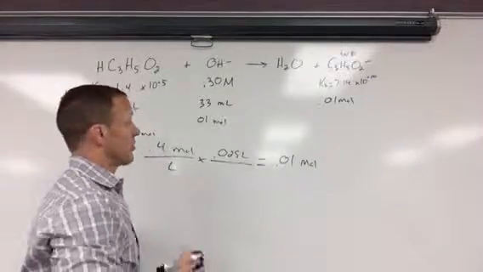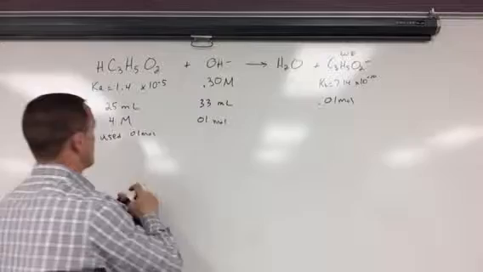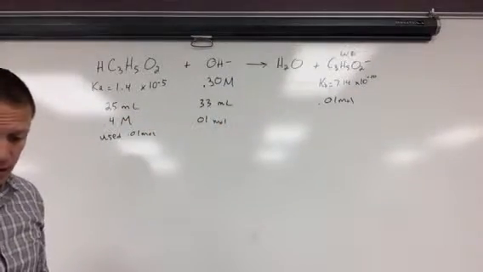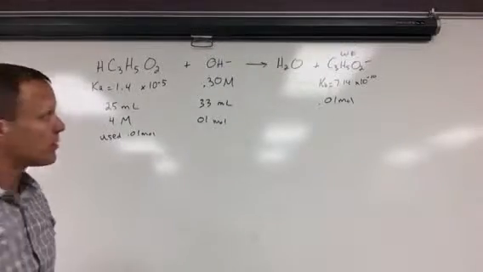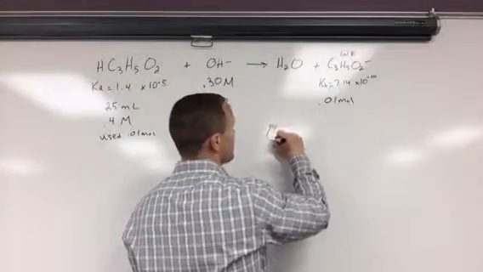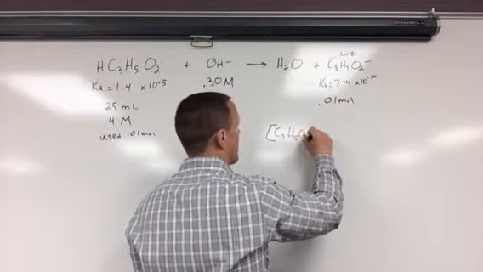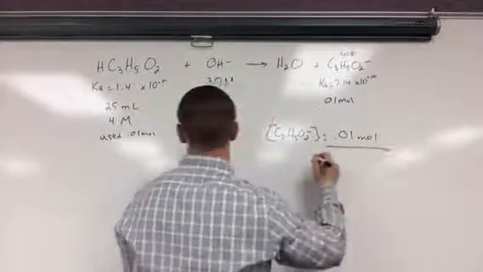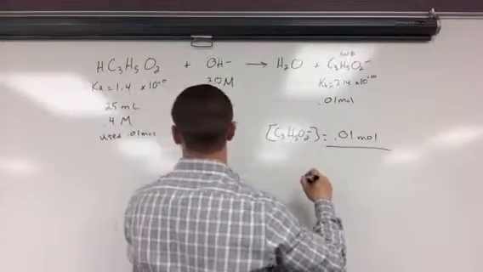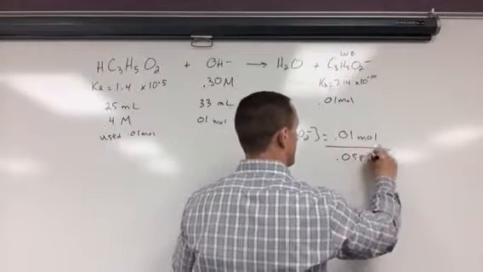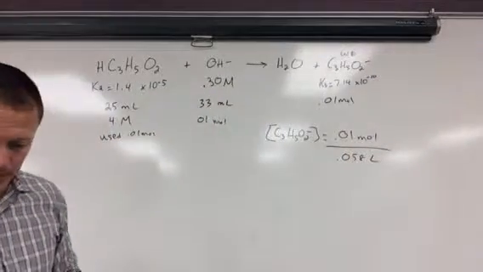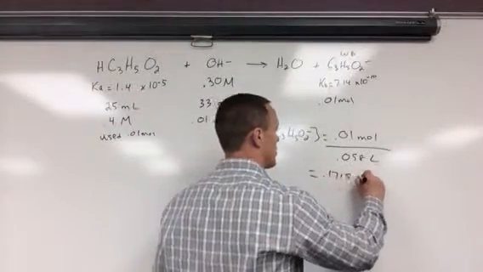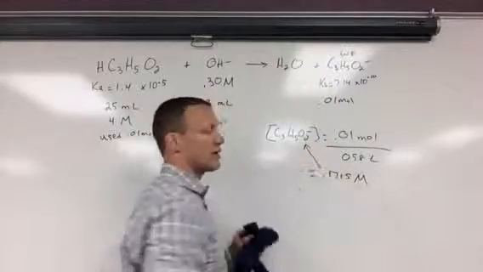Remember, we need to know the concentration of the weak base. So our concentration of it would be, well, we used 25 milliliters of that, 33 milliliters of that. So to get our concentration, we're going to add those two together. So our concentration of C3H5O2 negative would be 0.01 moles, that's how much was produced, divided by 25 plus 33 would be 58, so 0.058 liters. So our concentration is 0.1715 molar. That's our concentration of that.